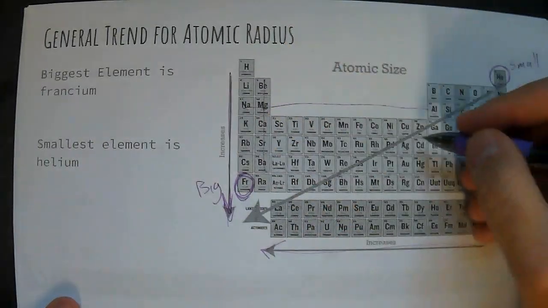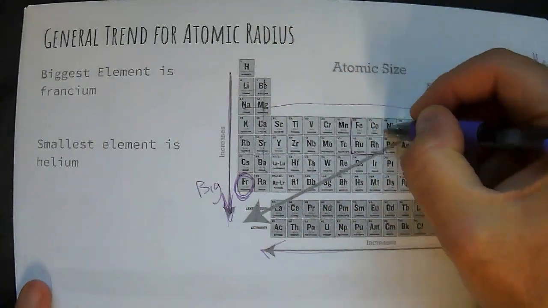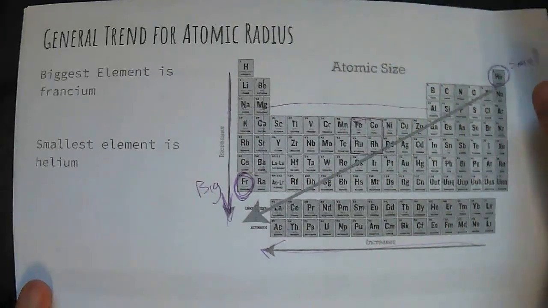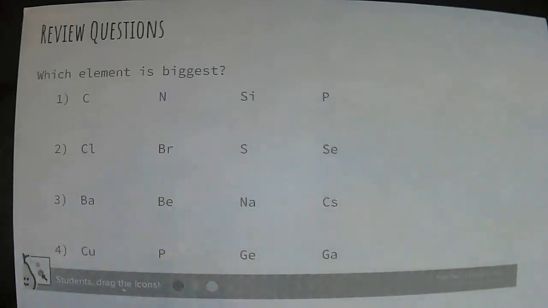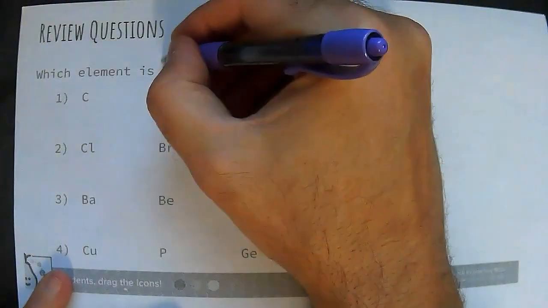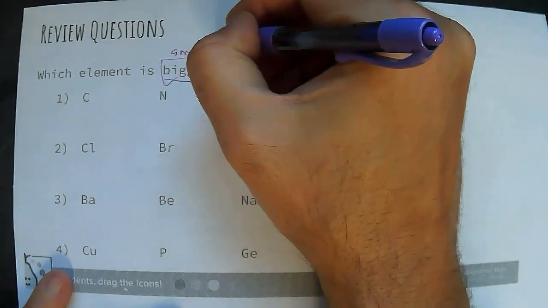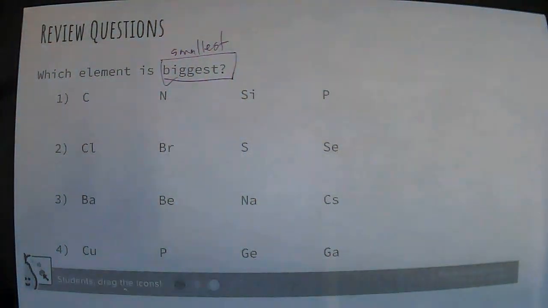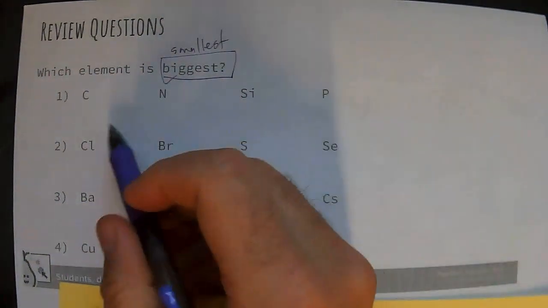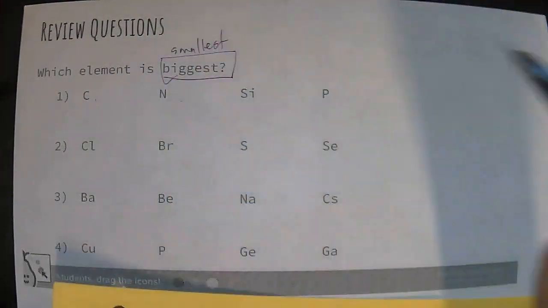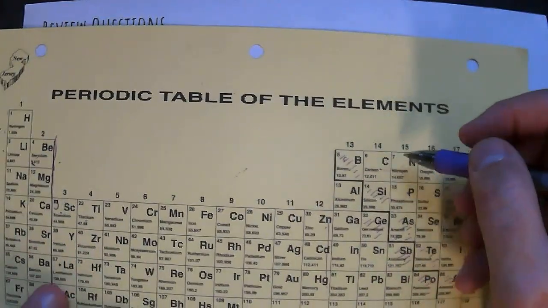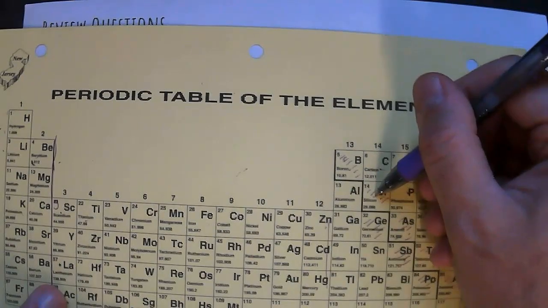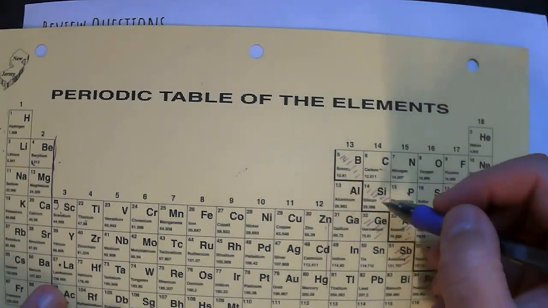Okay, and I'm not going to ask you questions about things in the same period or things in the same family. I'm going to ask you about elements that are close to each other, and then you're going to have to figure out which one it is. Here again, I'm asking you which is the biggest, but it could also be the smallest. I'm not trying to be weird here. So let's see, C, N, Si, P, and we want the biggest one. So we want the one that is further down and more to the left. So that's going to be Si.